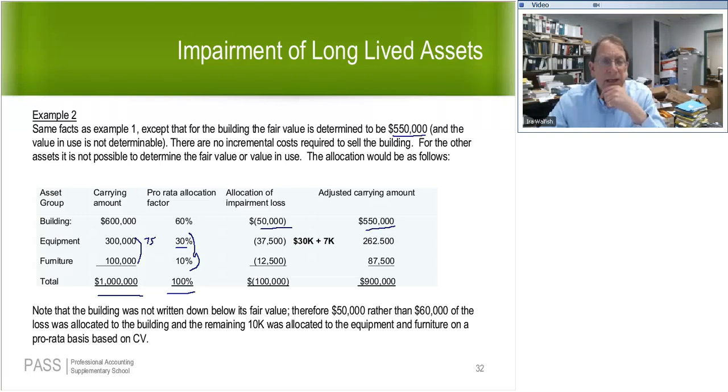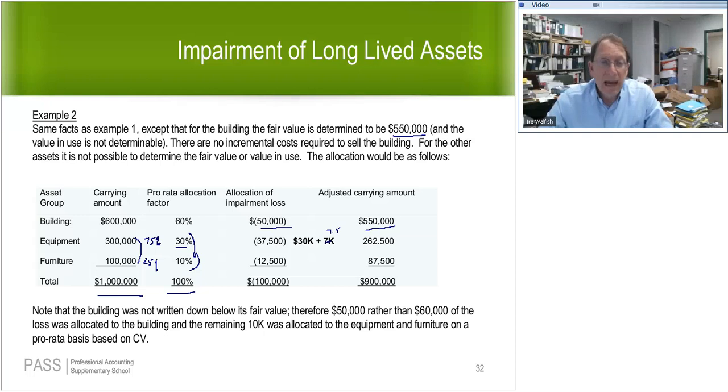Okay. And furniture is 25%. So what are you prorating? 10,000. What's 75% of 10? 7,500? That should be 7.5. So what's 7.5? This is correct. 7.5 plus 30 is 37.5.